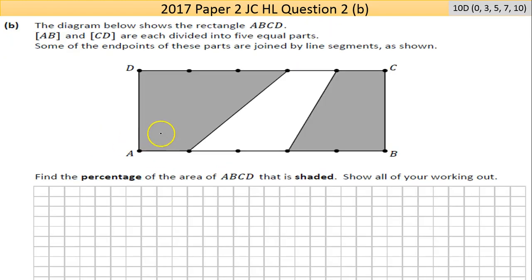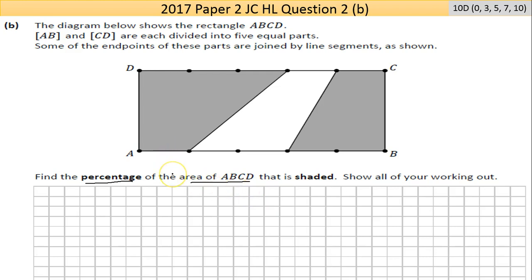Now part B here. This is tricky. It's a 10D scale, so it's a good chance to pick up maybe the low partial or mid partial. The diagram below shows the rectangle ABCD. You see it's split into equal segments. AB and CD, so the bottom length and the top length, are divided into 5 equal parts. Some of the endpoints of these parts are joined by line segments, as shown below, to give 2 shaded regions and an unshaded region. You're then asked to find the percentage, so multiply by 100, of the area of ABCD that is shaded.